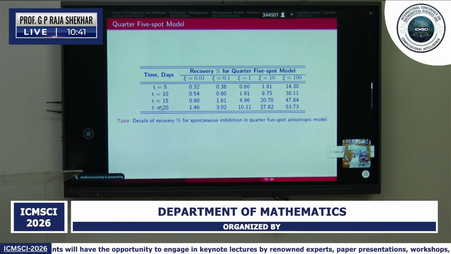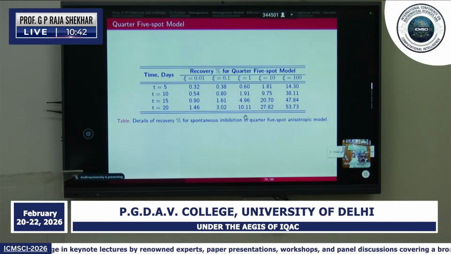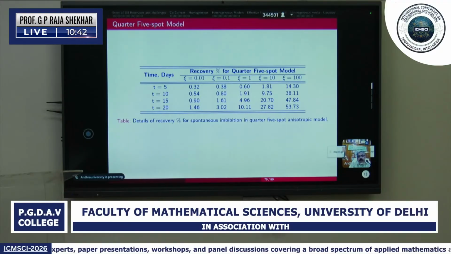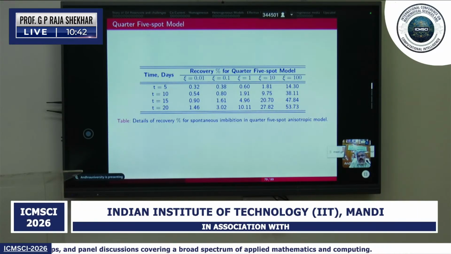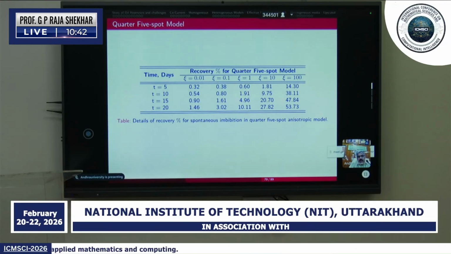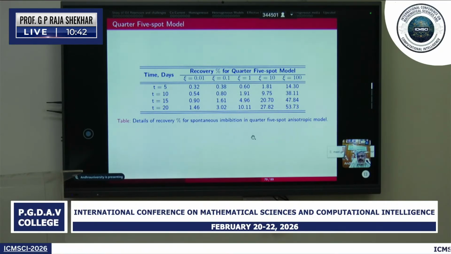So even if you wait for long days, the recovery is very slow. So the companies go for primary recovery, secondary recovery, and something called tertiary recovery with various other techniques. Then by the time the company abandons one particular reservoir, something like 40% of oil is still left in that reservoir.